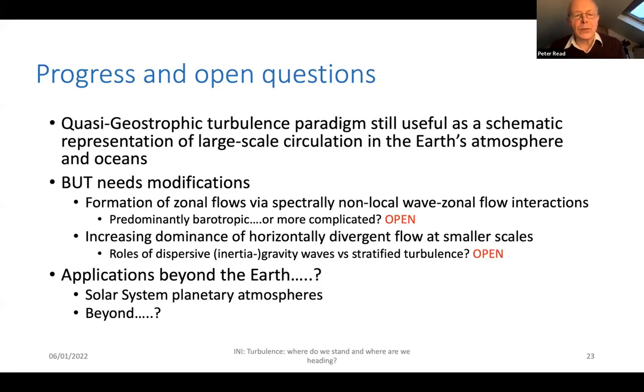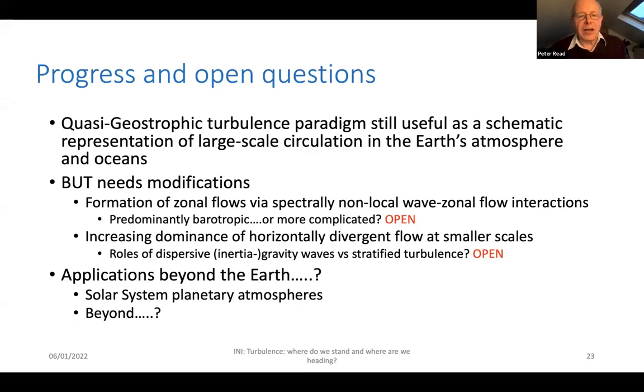Also at small scales, we need to allow for the possibility of the horizontally divergent component of the flow becoming much more significant, and raising questions as to what is the role of these dispersive inertia gravity waves in this region, as compared to more direct stratified turbulence, which of course raises interesting questions as to how well these models can represent this sort of behavior, because to represent fully developed stratified turbulence would probably require much higher vertical resolution, particularly than is customary in atmospheric models.